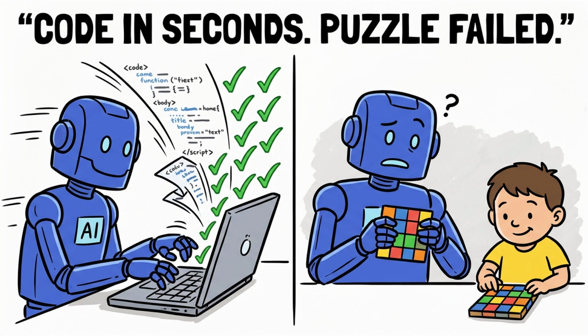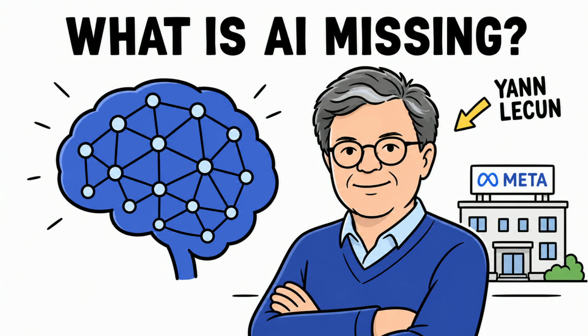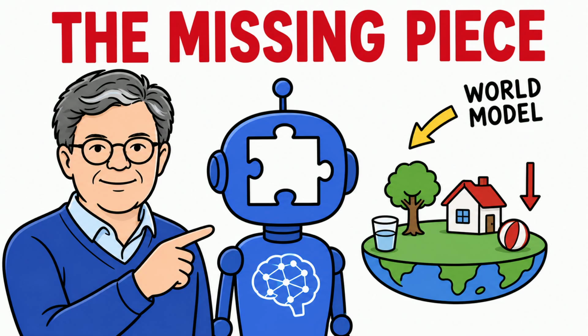So why haven't we closed that gap yet? Why can a model write a working piece of software in seconds, but fail a puzzle a child could solve? Part of the answer comes from another researcher, Yann LeCun, chief AI scientist at Meta. He has argued for years that today's models are missing something he calls a world model.